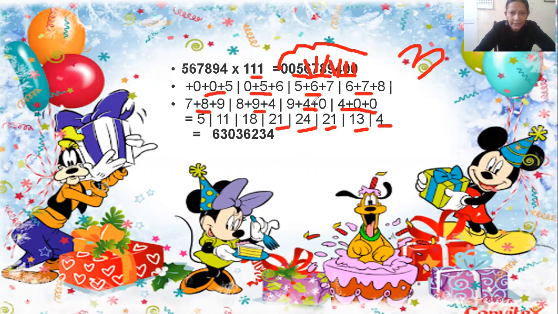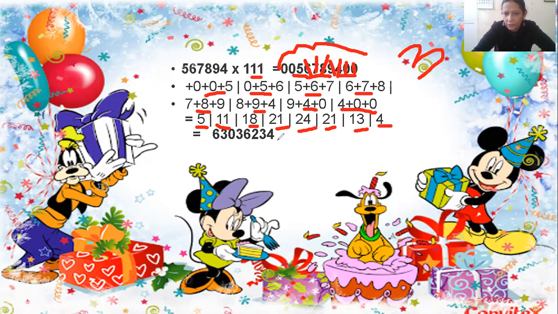Now 5 plus 6 plus 7 is equals to 18. So you will write down here 18. Now 0 plus 5 plus 6 is equals to 11. You will write down here 11. Now 0 plus 0 plus 5 is equals to 5. You will write down here 5. Now you see 2 digits number are here, but you have to convert the 2-digit number into the single digit number. So how will you do that?